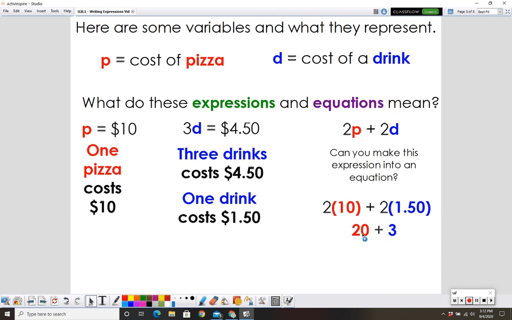So 2 times 10 is 20. 2 times $1.50 is 3. So together it's $23. So 2 pizzas plus 2 drinks would cost $23.